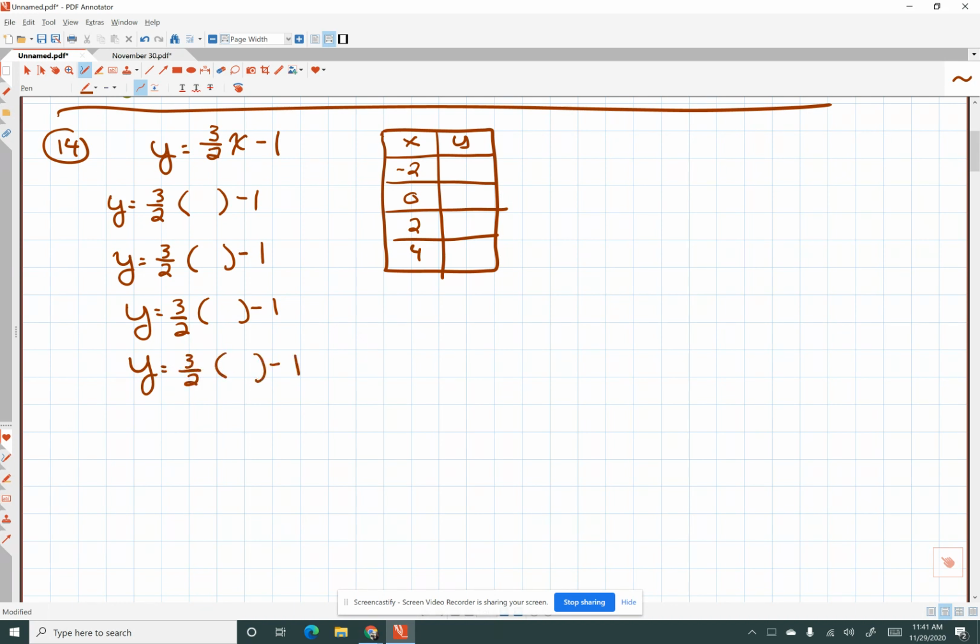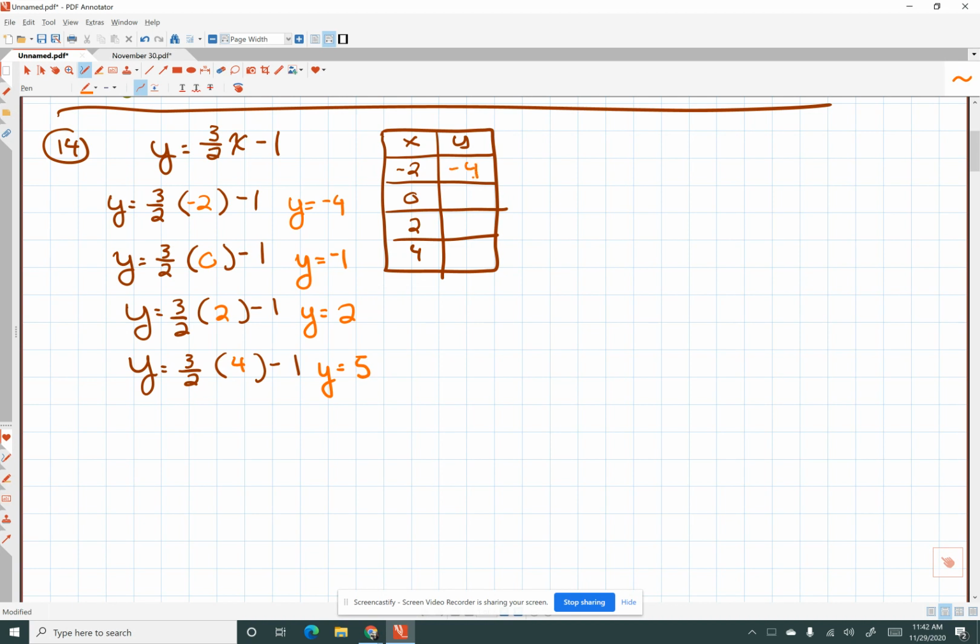We're substituting for x. Parentheses are our friend. So negative 2, 0, 2, 4. When x is negative 2, y equals negative 4. When x is 0, that's really easy, y equals negative 1. When x is 2, y equals 2. And when x is 4, y equals 5.